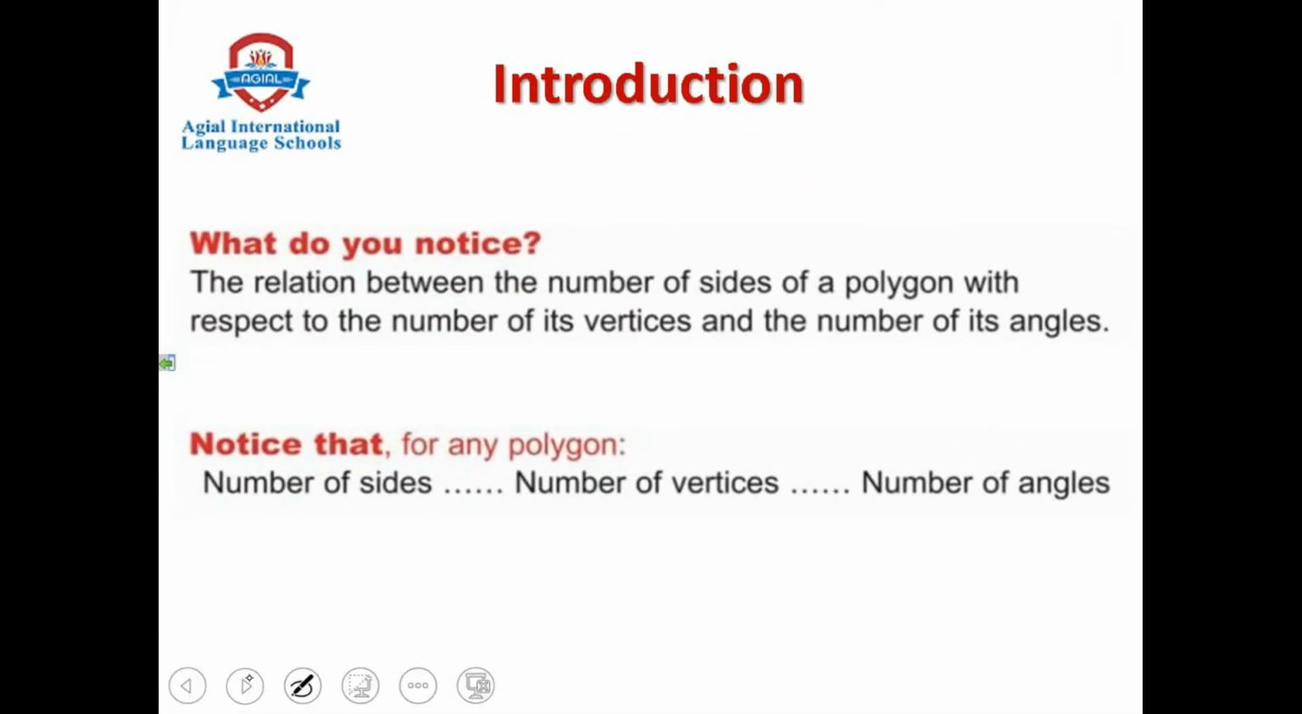So, what do you note? I note the relation between the number of sides of a polygon with respect to the number of its vertices and the number of its angles. Now, let's complete this. For any polygon, number of sides equal number of vertices equal number of angles.